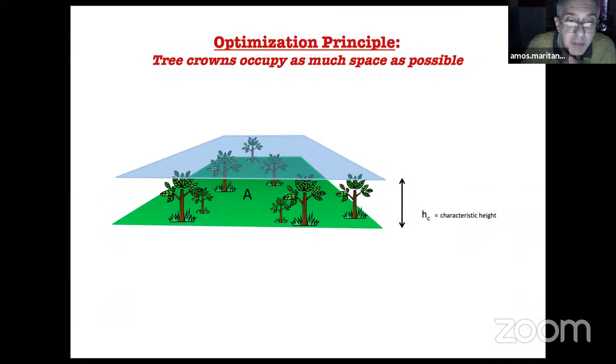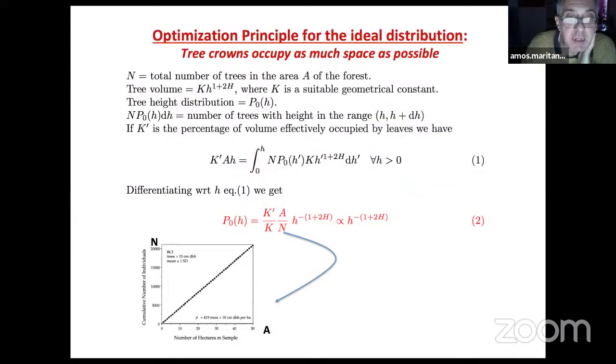at any given height, the space must be occupied by leaves. So if we say that the probability of having plants of a given height is P naught of h, where P naught is introduced because I want to call it the ideal distribution, we know that the volume of a crown scales like small h to the power 1 + 2H. The distribution of height is P naught of h. So the total number of trees, suppose it is capital N, N times P naught of h prime times dh prime is the total number of trees with height in the range between h and h plus dh.